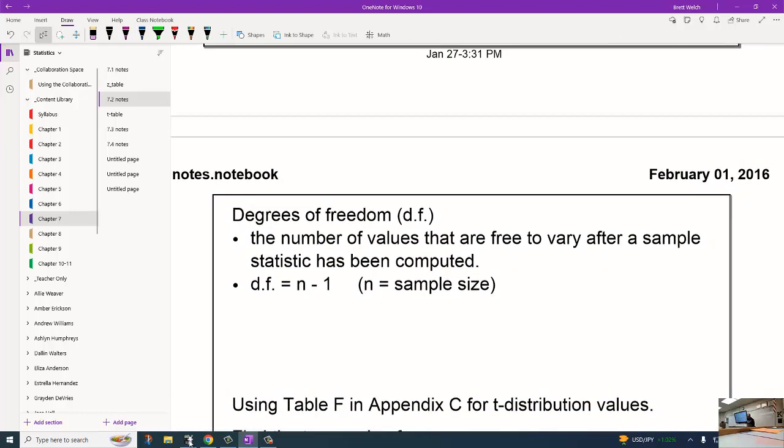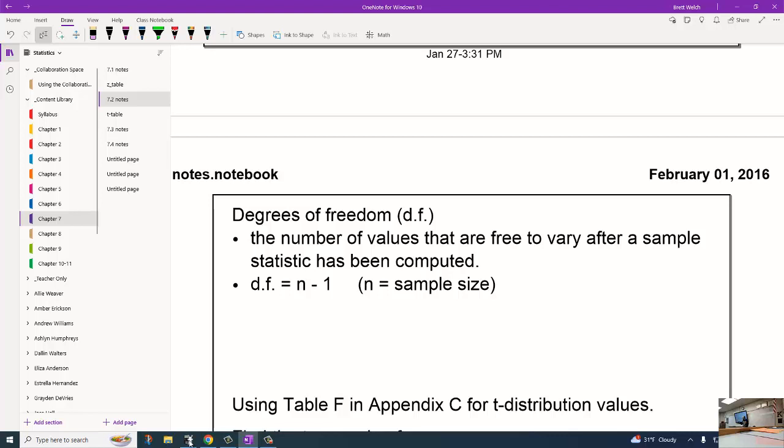One of the definitions that we're going to have to clearly understand is what's called the degrees of freedom. The degrees of freedom is the number of values that are free to vary after a sample statistic has been computed. So for instance, if I've got 10 data points, and the sample has a mean of 3.5, once I've figured out that the sample mean is 3.5, 9 of those 10 can vary around the other one, around that mean. So the degrees of freedom is always one less than your sample size, okay?